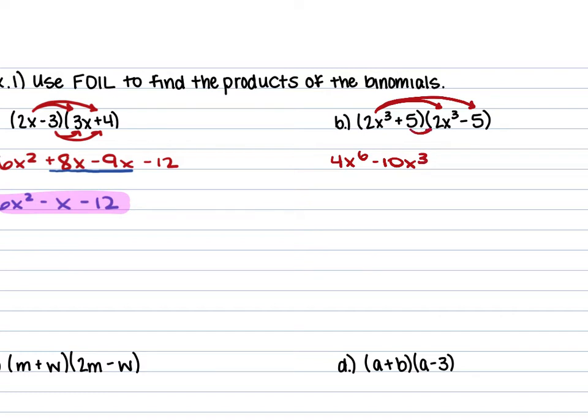Then we're going to take the 5 and distribute it into the second set of parentheses. So 5 times 2x cubed is a positive 10x cubed, and 5 times negative 5 is a negative 25. Your like terms here are the negative 10x cubed and the positive 10x cubed. They are opposites of each other, so they cancel out. The only thing you have left is 4x to the 6th power minus 25.